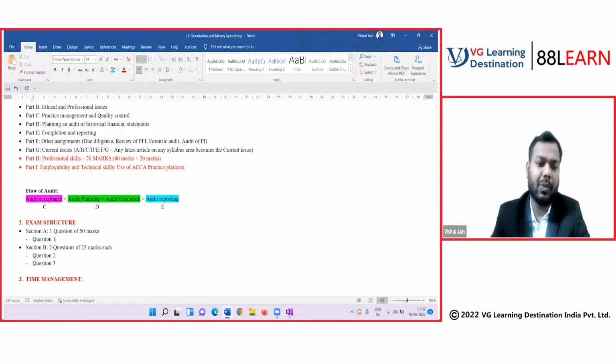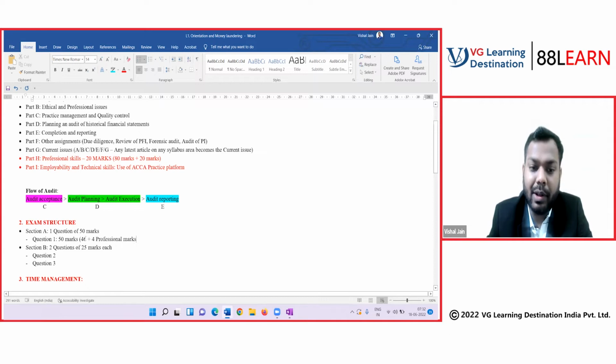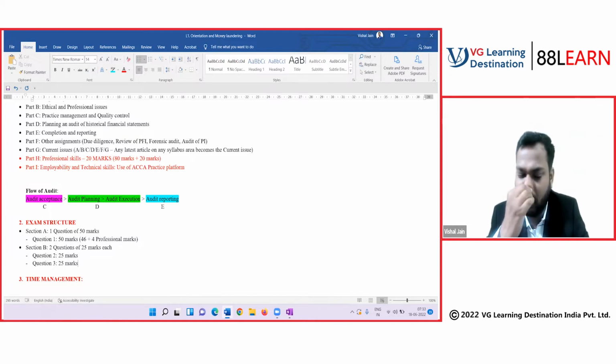Okay, now I'll just tell you what was happening till now and what will happen from now. Till now, Question 1 was of 50 marks, which was 46 marks for which you have to write the answer, plus 4 professional marks. For those 4 marks you don't need to write the answer, but on the basis of how you have written the answer for the 46 marks, you will get these 4 marks. Question 2 was for 25 marks. Question 3 was of 25 marks. This was happening so far.